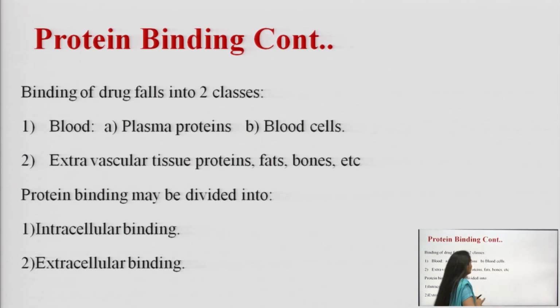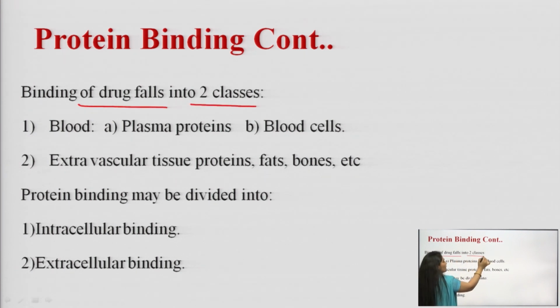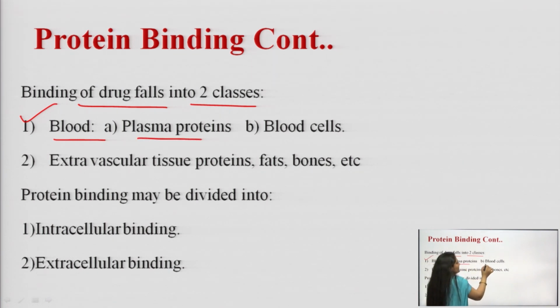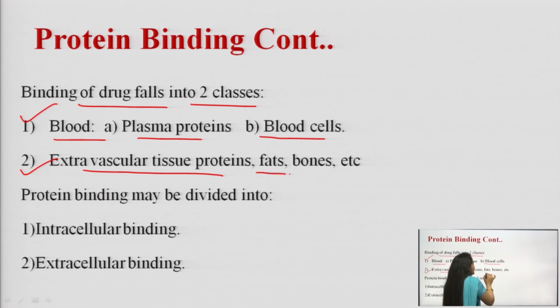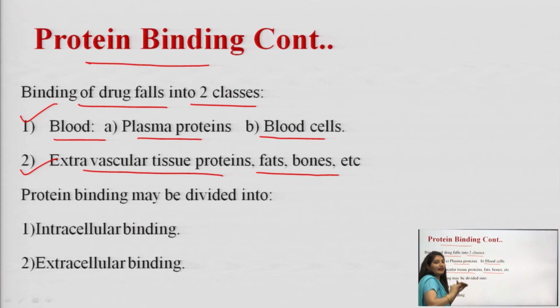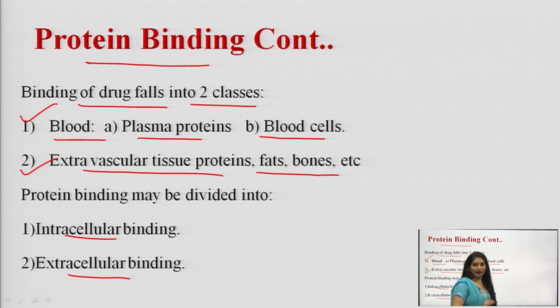So protein drug binding falls into two classes. One is the blood. In case of blood, it can bind to plasma proteins and it can also bind to the blood cells. Next is the extravascular tissues, proteins, fats and bones. So this protein binding can be divided into two types, intracellular binding and extracellular binding. As the name suggests, intracellular means between the cells.